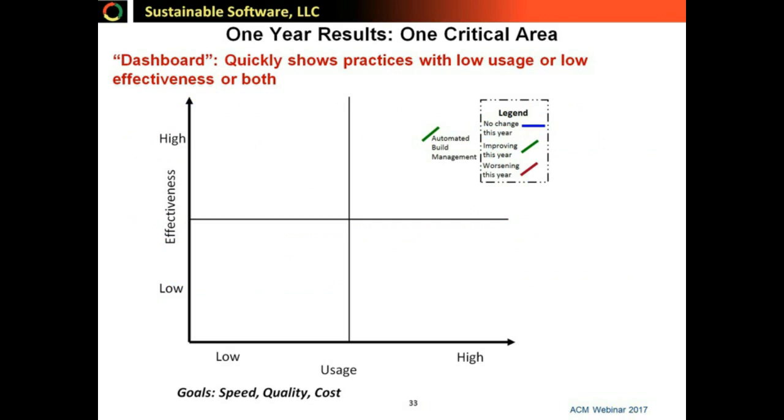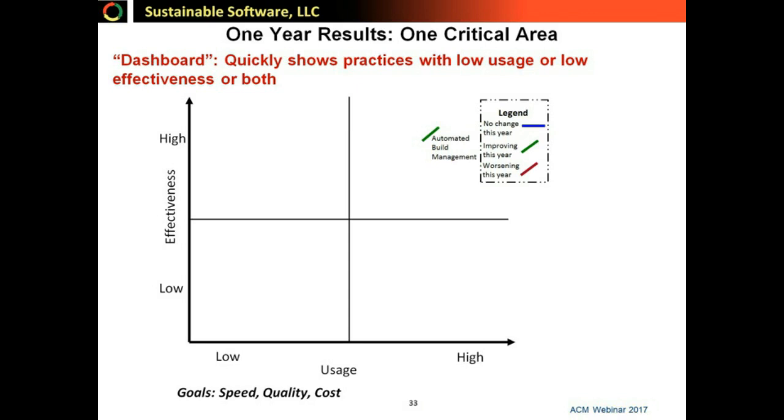This is a framework for an analysis that we did. The full analysis is on the next slide. I'll give you a little bit on the framework, and then I'll briefly show you the full analysis. The framework has as a horizontal axis the usage of a key practice. In this case, it's automated build management, and the vertical axis shows the effectiveness of that practice. And it's got four quadrants.